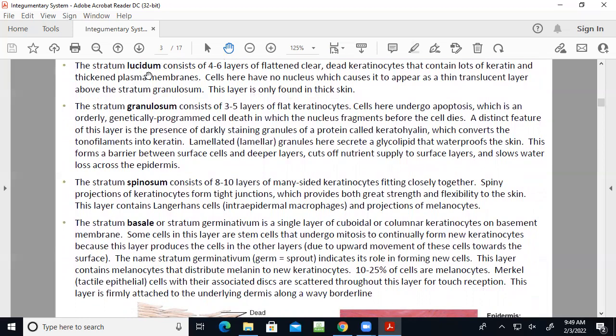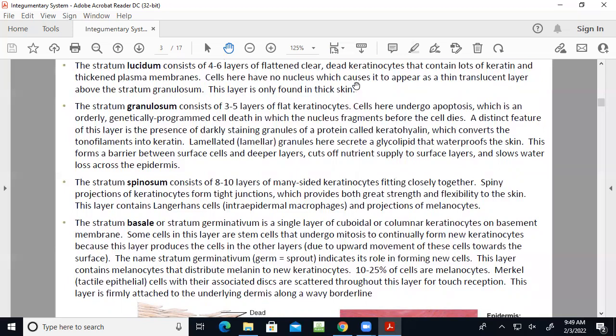Deep to the corneum is the lucidum, a layer of 4 to 6 layers of flattened, clear, dead keratinocytes with lots of keratin and thickened plasma membranes. The cells here have no nucleus, which causes it to appear as a thin translucent layer above the granulosum. And that's why it's called the lucidum. Lucid means clear. If you see lucidly, you're seeing clearly.